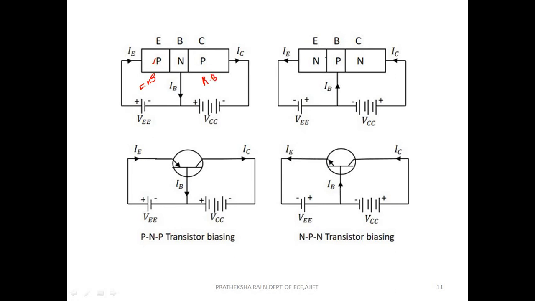Now what about NPN? In NPN, N should be connected to negative and P should be connected to positive. So this is forward biased. And when the base is connected to negative and N is connected to positive, then this is reverse biased. Okay, so these are the two types of active mode in the case of PNP and NPN.